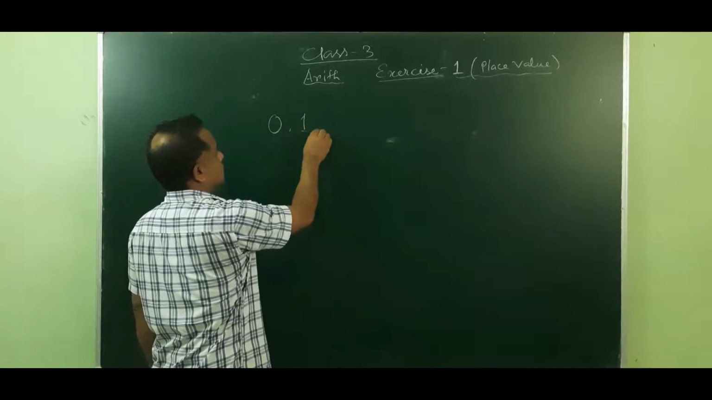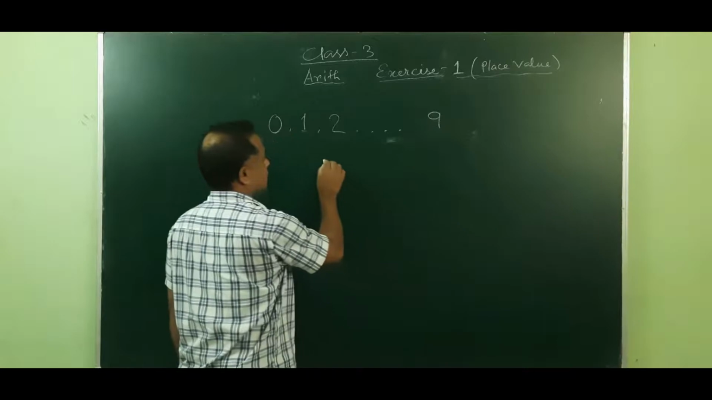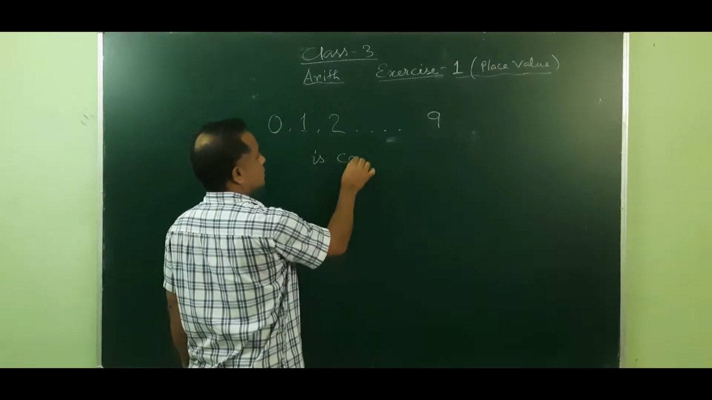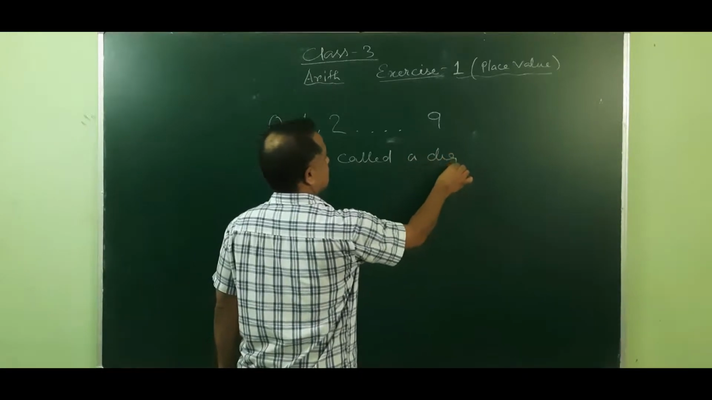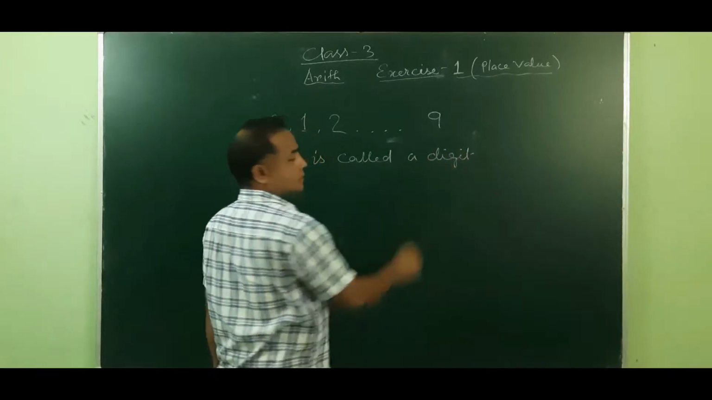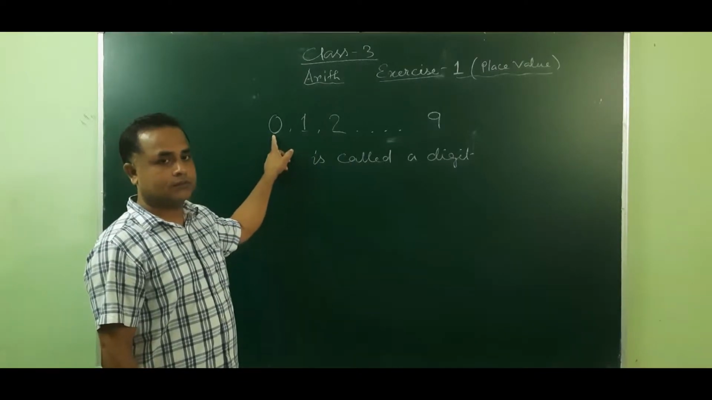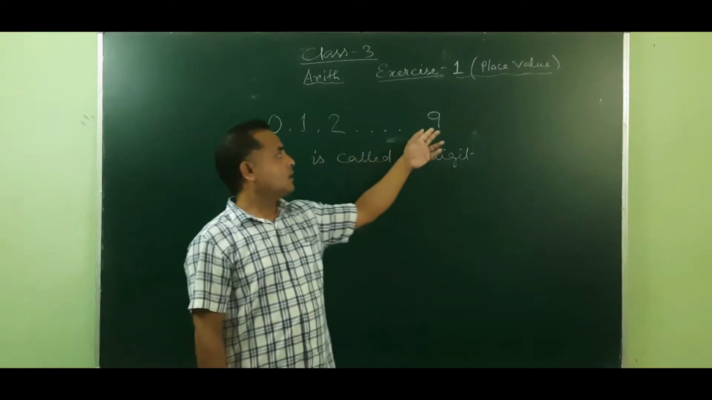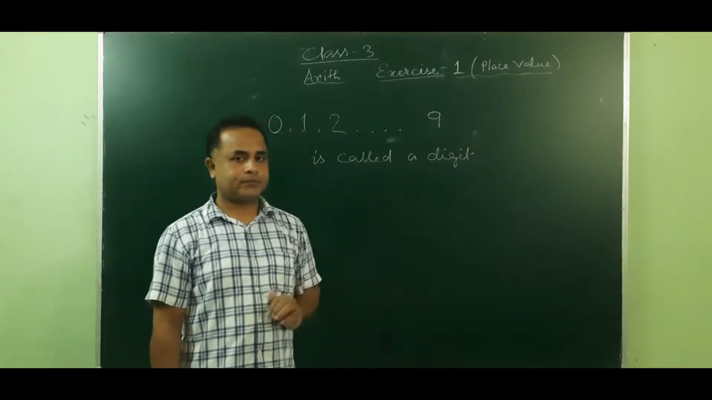0, 1, 2, to 9 are called digits. Here 0 is the smallest digit and 9 is the greatest digit.